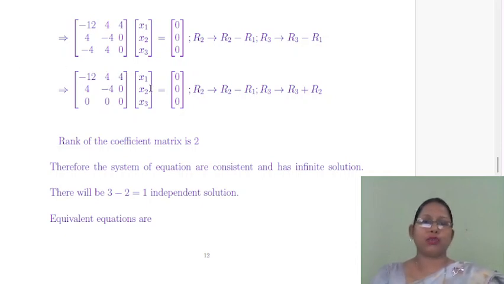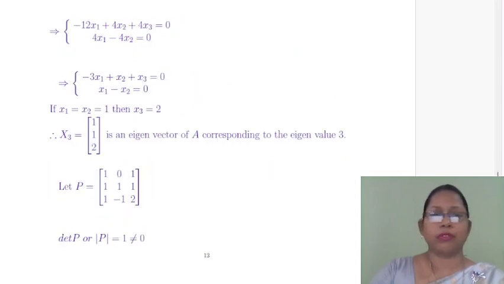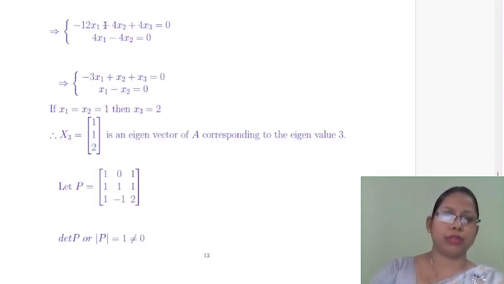with 4x2 plus 4x3, then equate it to 0. Then 4x1 minus 4x2, the 0x3 term will become 0, that is 4x1 minus 4x2 equal to 0, and the last equation is just an equation of 0 coefficients in x1, x2, x3. So this will give you these two equations. Take 4 common from the first equation, then it will be -3x1 plus x2 plus x3. Divide the equation by 4, you will get this equation.